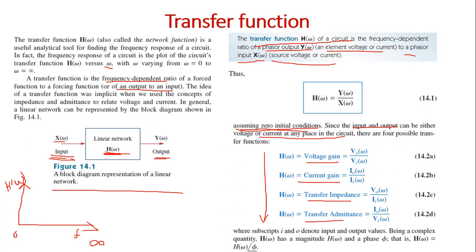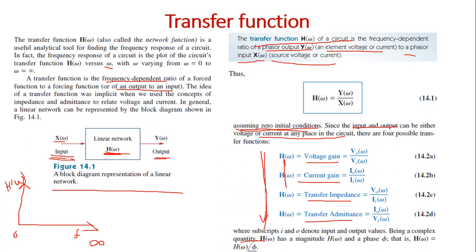The next one is the transfer admittance. Admittance is the ratio of current divided by voltage. Since the transfer function is output by input, it is the output current by input voltage. So these are the possible transfer functions in any electrical circuit. The transfer function can represent a voltage gain, a current gain, an impedance or an admittance. Now this H of omega is again a complex quantity, right?